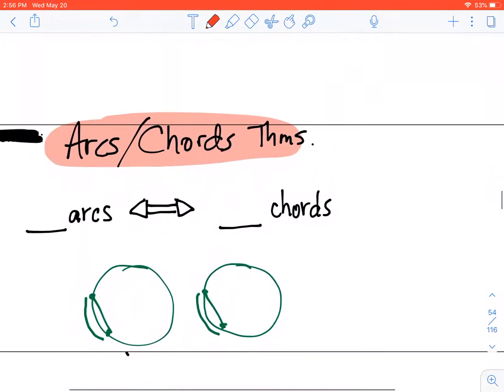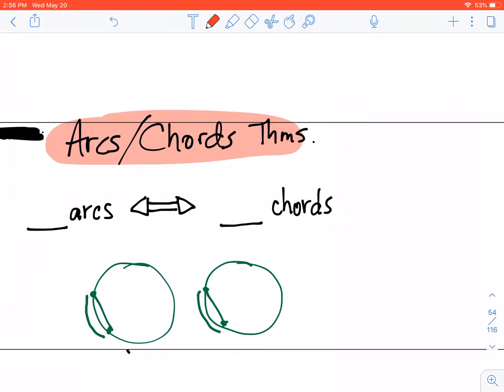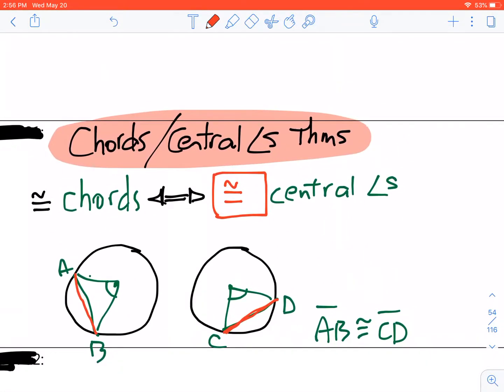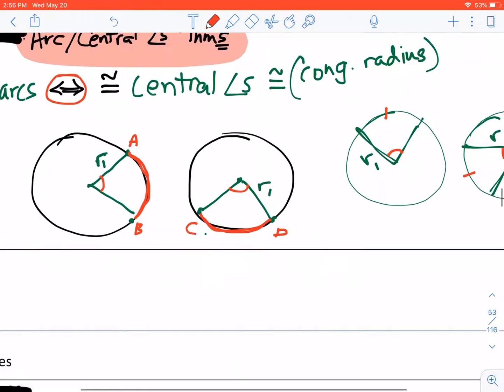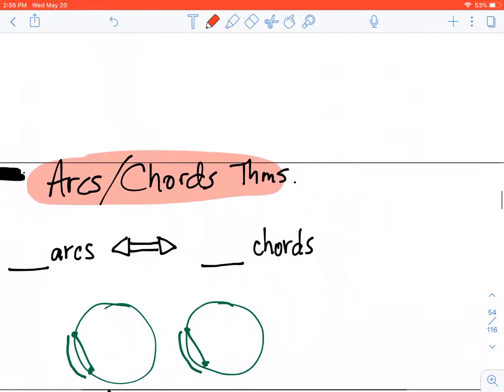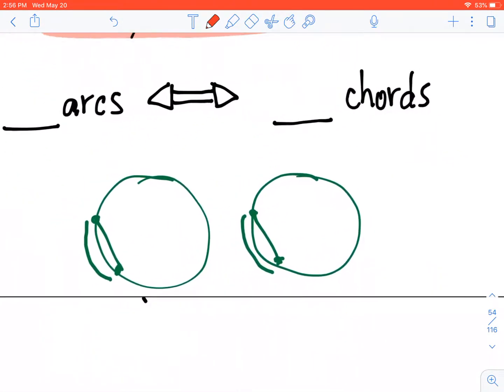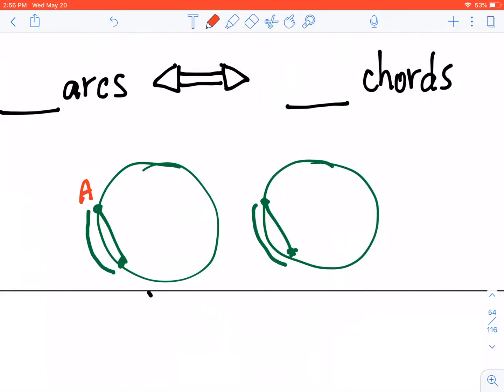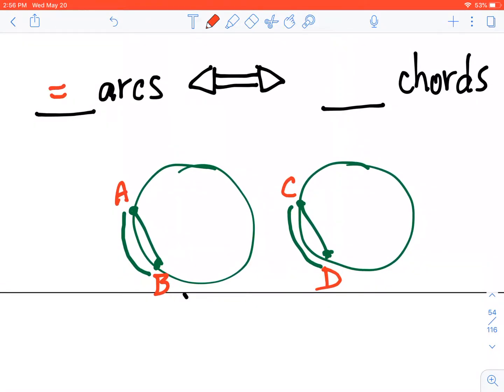And finally, arcs and chords. So again, notice we've done the combination, chords and central angles, arcs and angles, and then arcs and chords. So here we have a diagram, right? If arc AB is congruent to CD, then the chords also have to be congruent. Again, the assumption is that the radiuses are the same here, R1, R1. Okay?